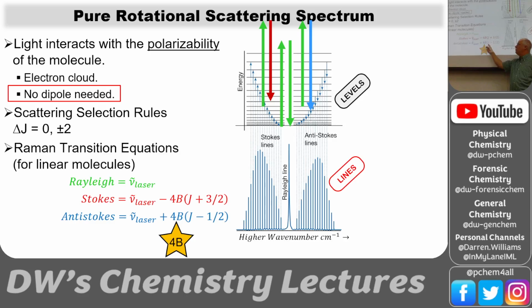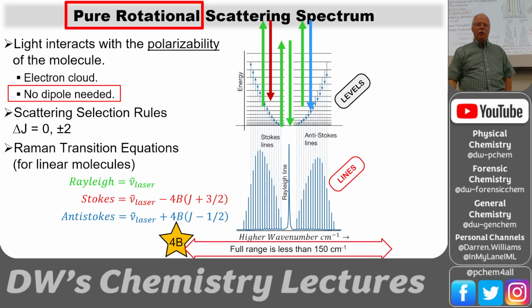But you notice the slope. If we were to assign all of these lines a particular J quantum number, and then in Excel take that column of J quantum numbers and add 3/2 to the Stokes lines, or subtract 1/2 from the anti-Stokes lines, and then look at the slope of that frequency with respect to this J minus 1/2, this is the slope. This is the factor in front of it. And so we will be able to solve for that rotational constant B. So once we have B, then we can solve for bond lengths and angles.